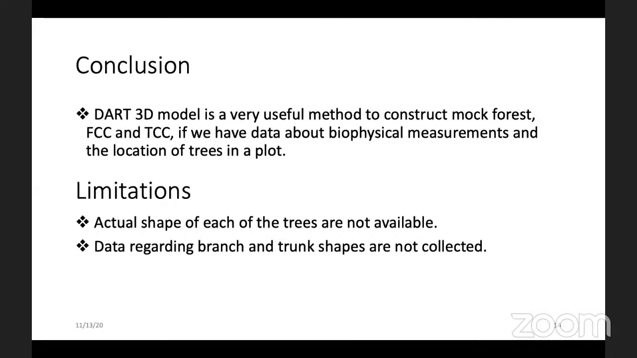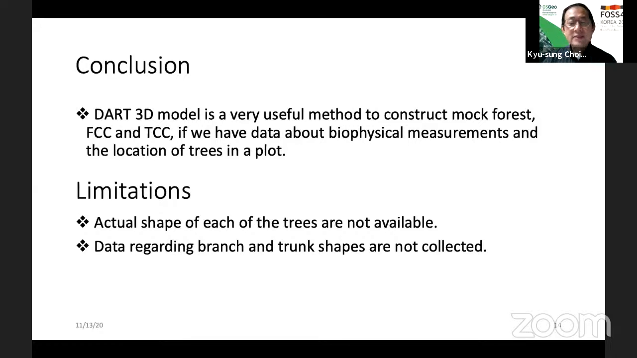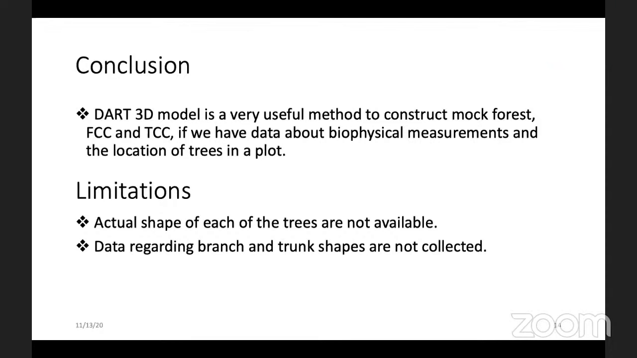What next means is, I just proved that a 3D model can be used if we have the biophysical measurements and location of the trees. We can make that 3D model. We have collected only the data of economically important trees, which means sandalwood, teak, like that. And also in some areas, if we have data about medicinal plants, the number of medicinal plants will be helpful for several sectors like the government, the health department, and the forest department, so they have data which they can save for future.